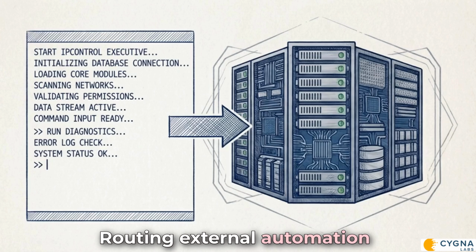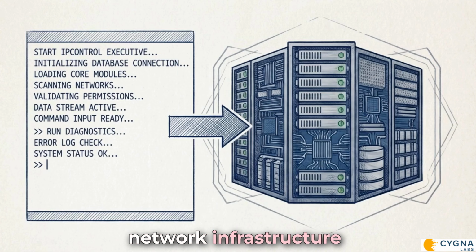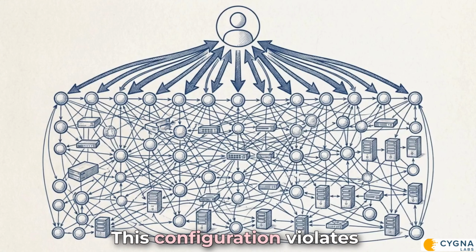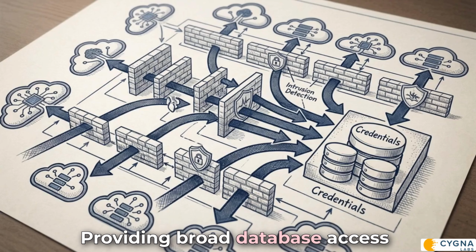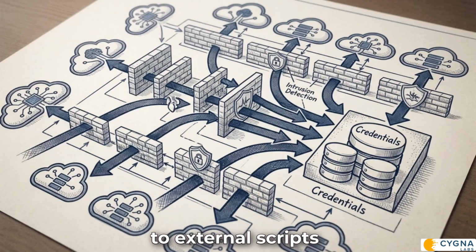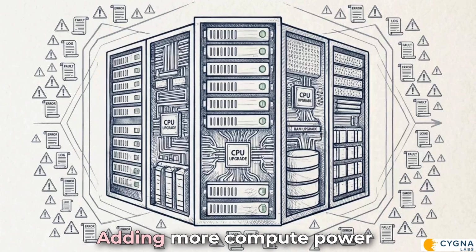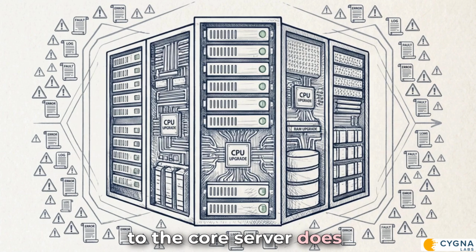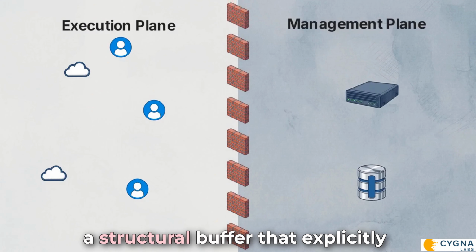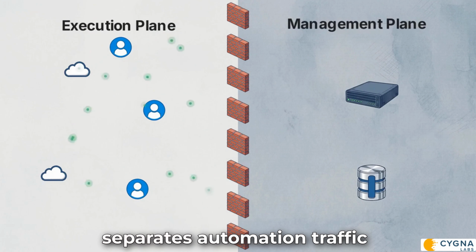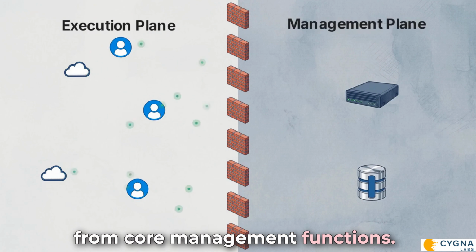Routing external automation directly to the core database also exposes the foundational network infrastructure to non-administrative users and third-party tools. This configuration violates the principle of least privilege. Providing broad database access to external scripts introduces pathways for external reconnaissance and credential harvesting. Adding more compute power to the core server does not solve this issue. Scaling DDI automation requires a structural buffer that explicitly separates automation traffic from core management functions.